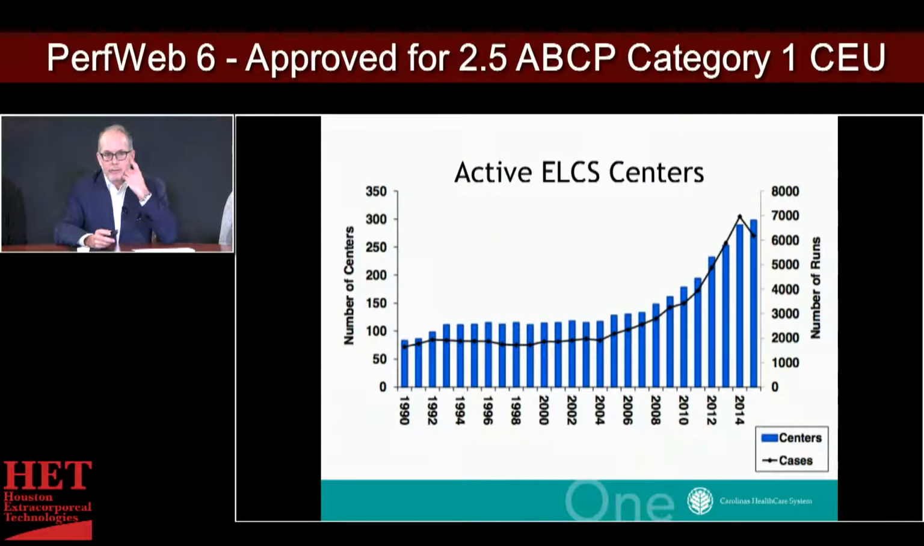When we look at active ECMO centers, this slide depicts 1990 through 2014. Starting in about 2004 or 2005, there was a significant upsweep in the curve, to where there are now quite a number of centers up and running. It was an exponential increase up through 2013 or 2014, at which point it seemed to level off. I think part of that is because it requires a certain amount of infrastructure to be able to support an ECMO team.